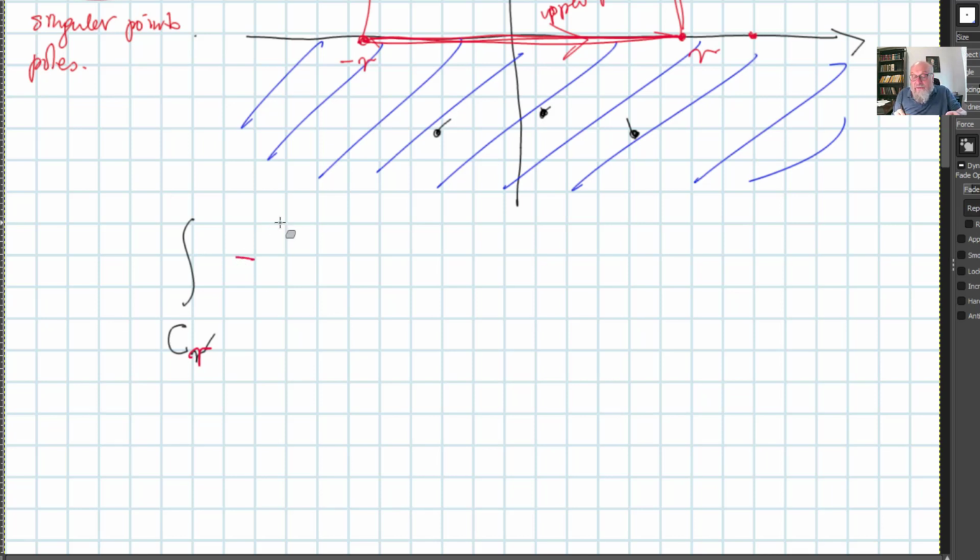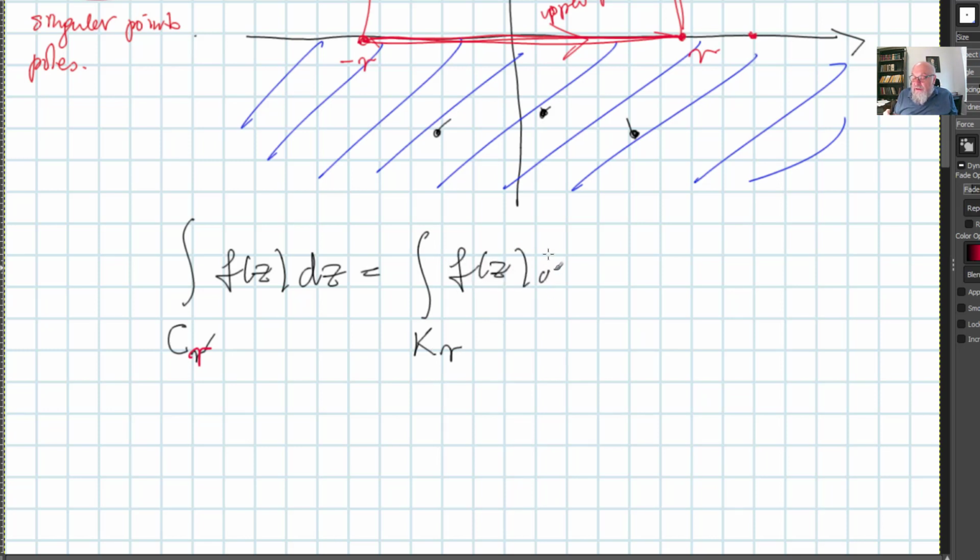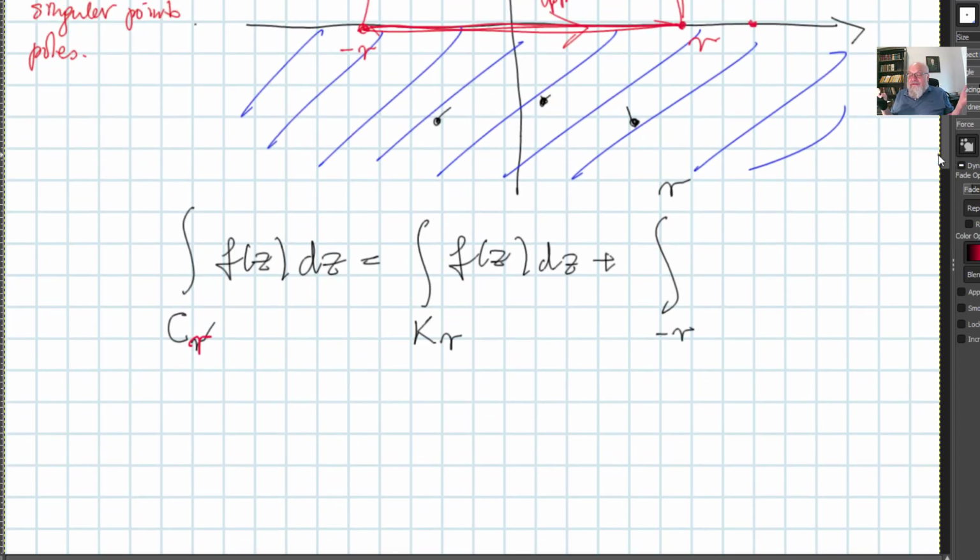This integral will be translated into one integral over KR of f of z dz, plus, and there is a surprise, the integral from minus R to R, which is this segment on the real axis. This is everything the same as in the case of the line integral. Just remember, a line integral on the real axis is exactly the real integral.